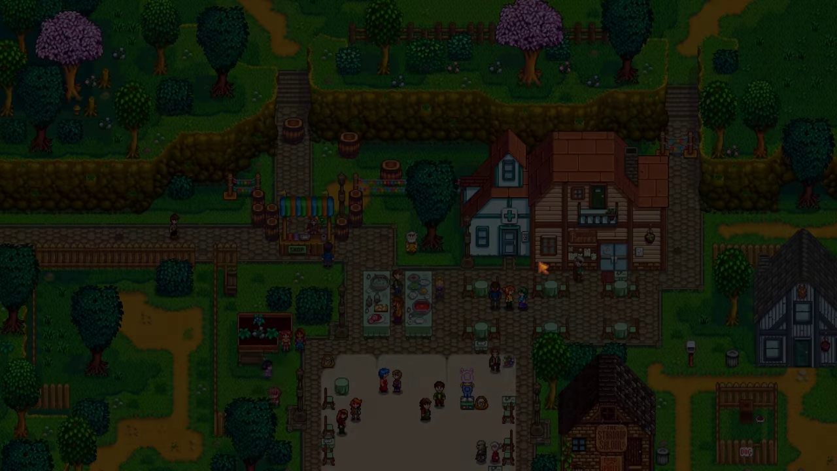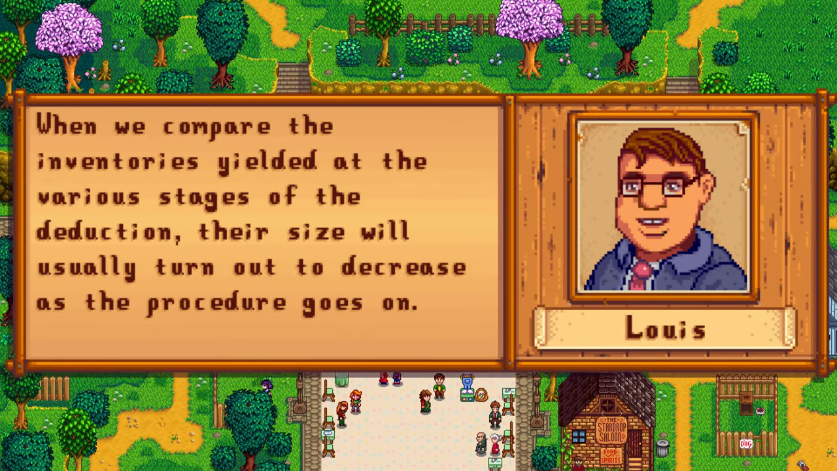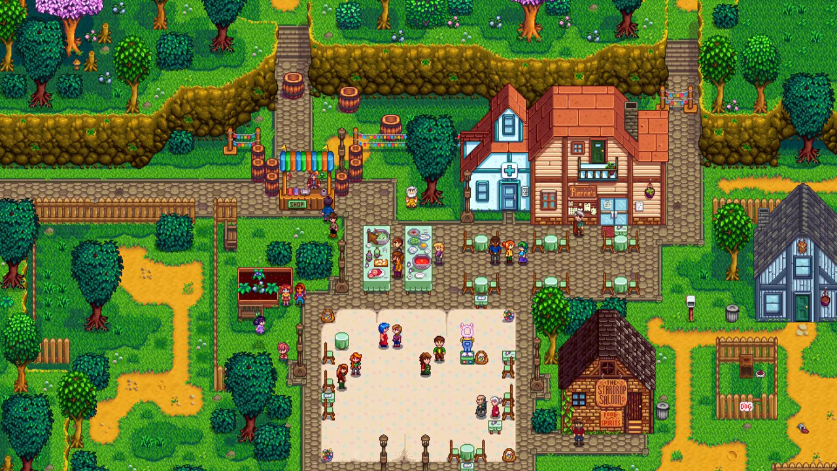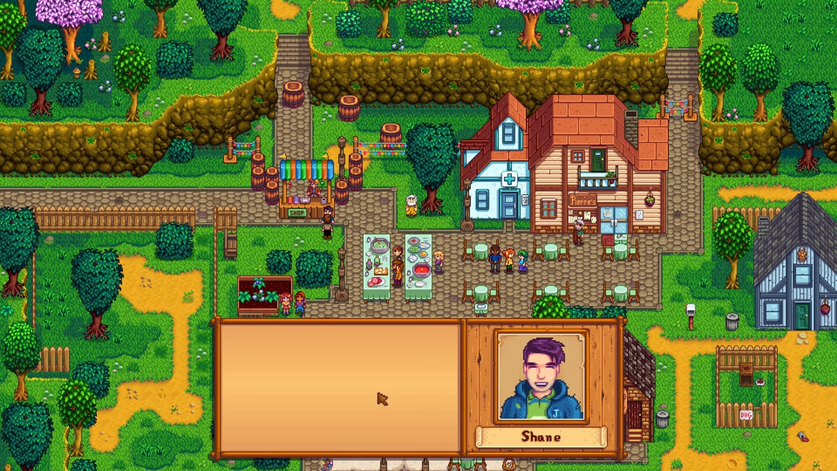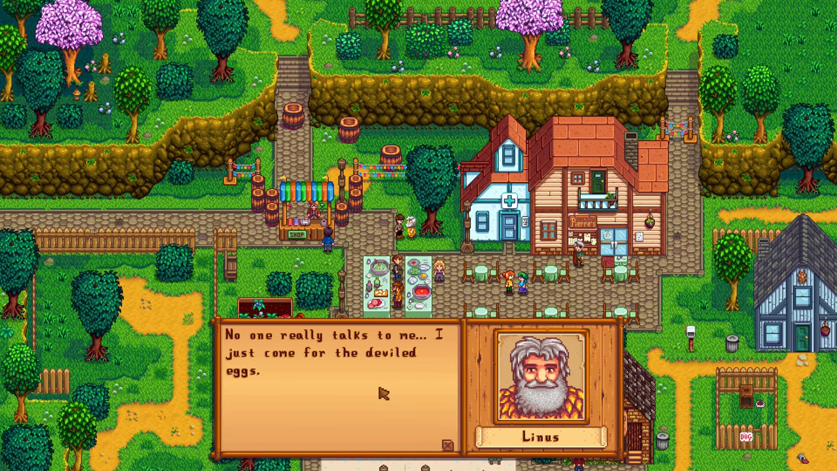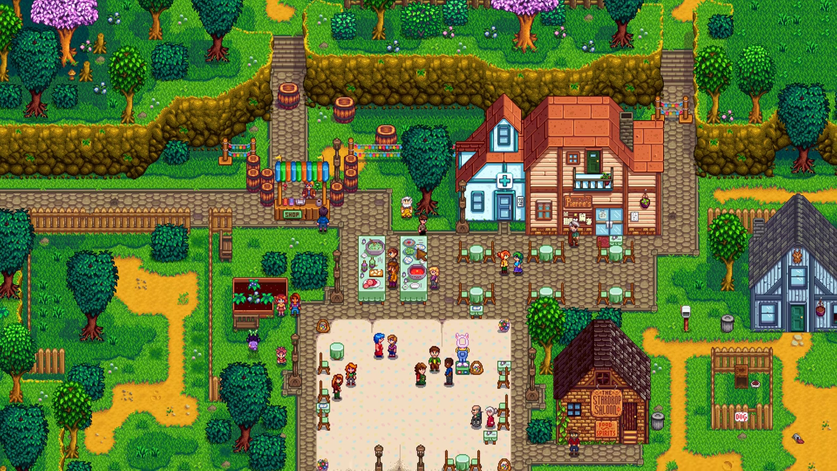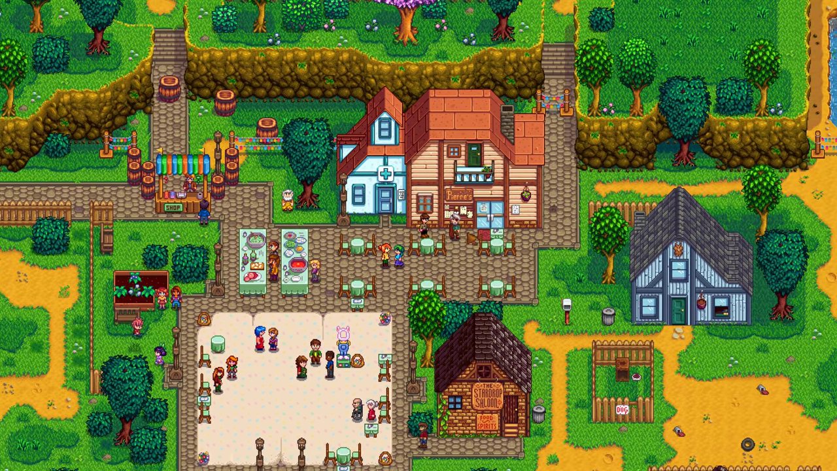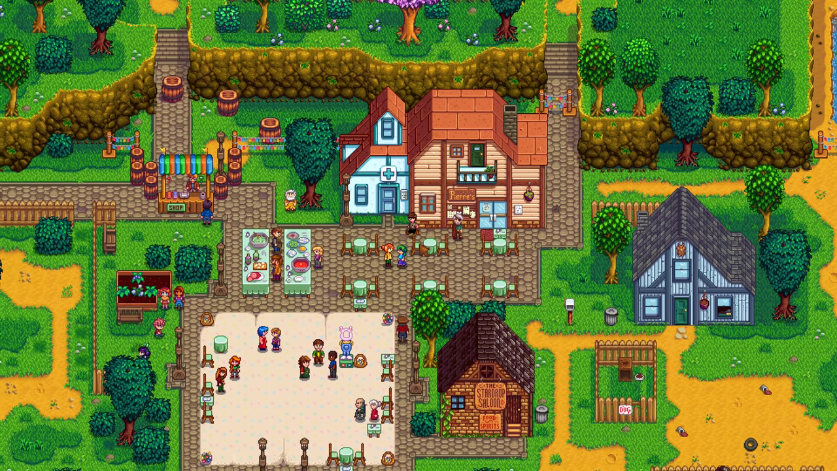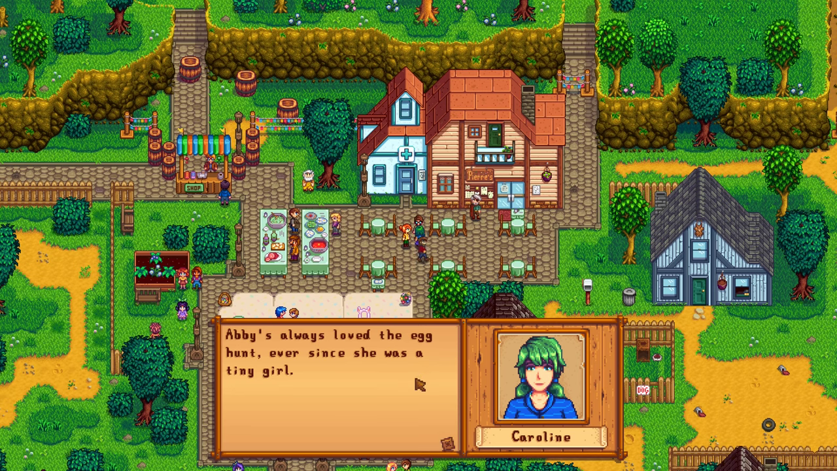Moving onwards, Hjelmslev states, "When we compare the inventories yielded at the various stages of the deduction, their size will usually turn out to decrease as the procedure goes on." This is true even if the text being examined is unrestricted, that's to say, if it's continually being added to. At this point, it's important to note that text in Hjelmslev doesn't necessarily correspond to a written document. Instead, as a term, it refers to any process connected to language as a system, including the spoken word and living languages as a whole.